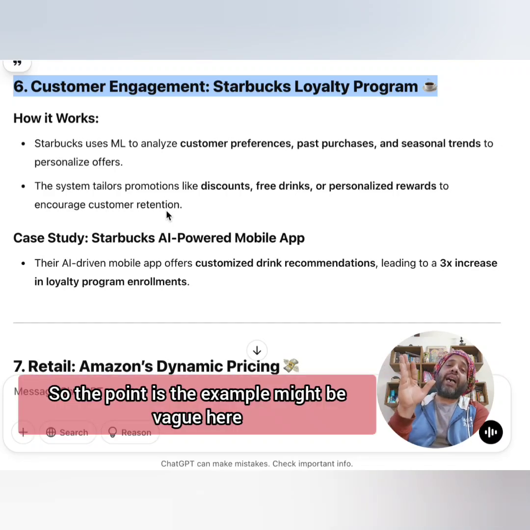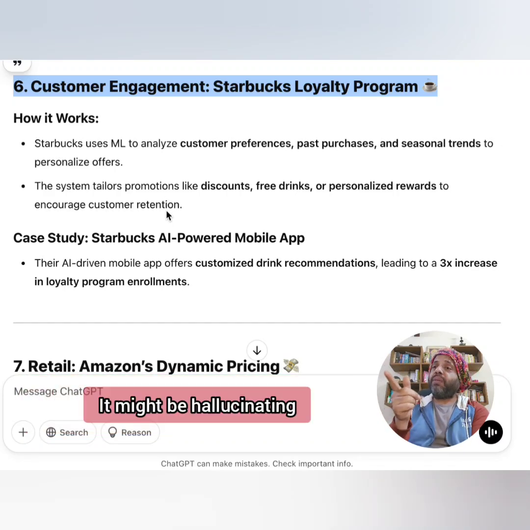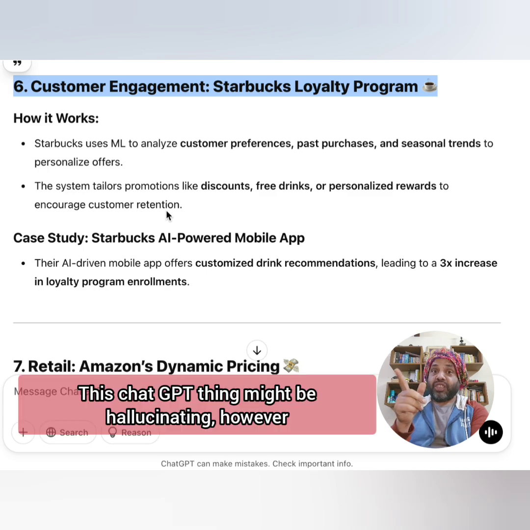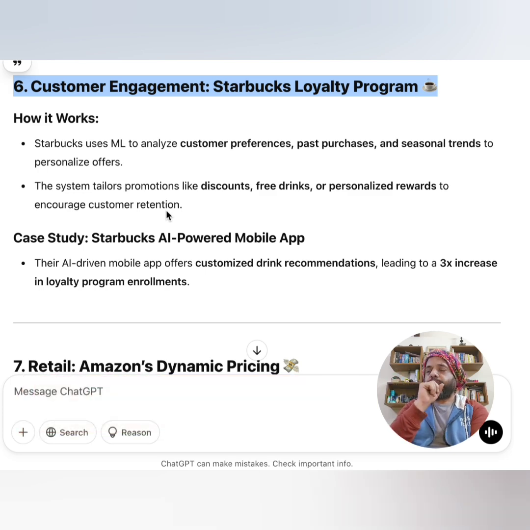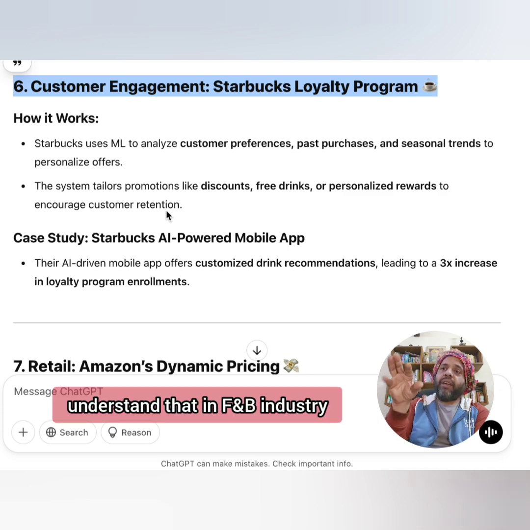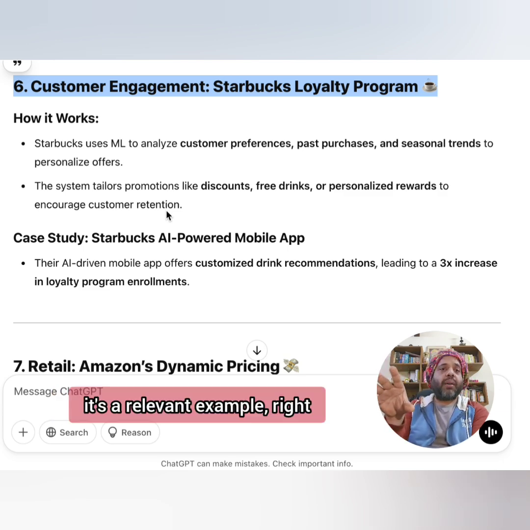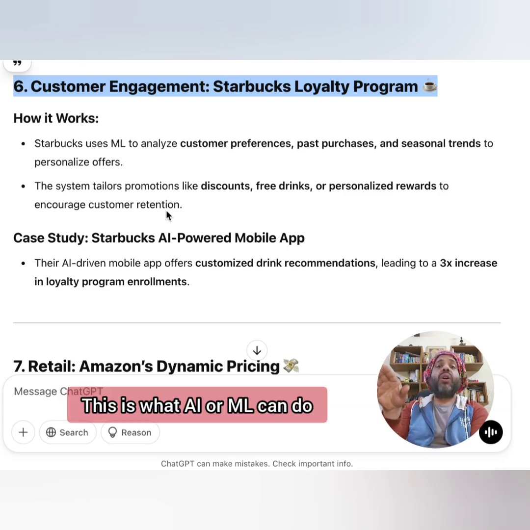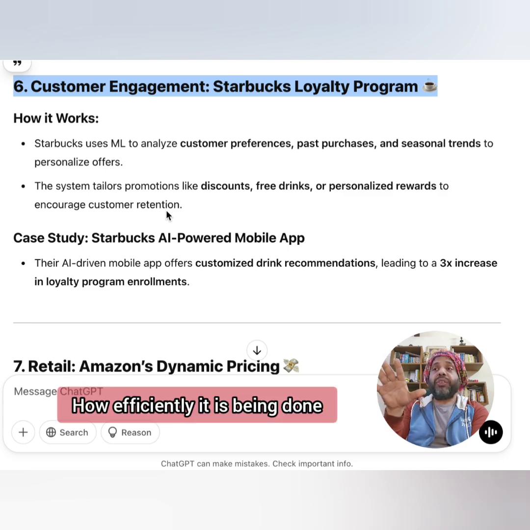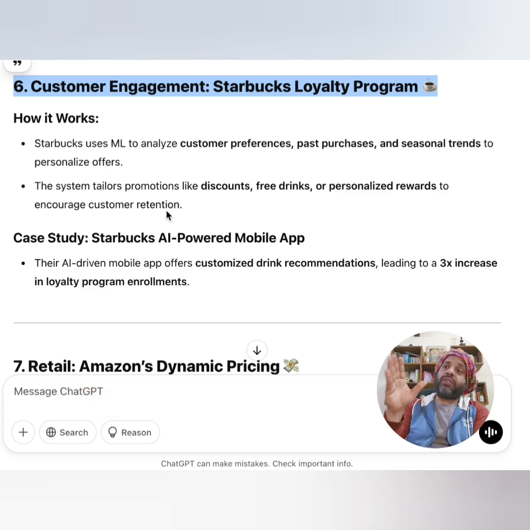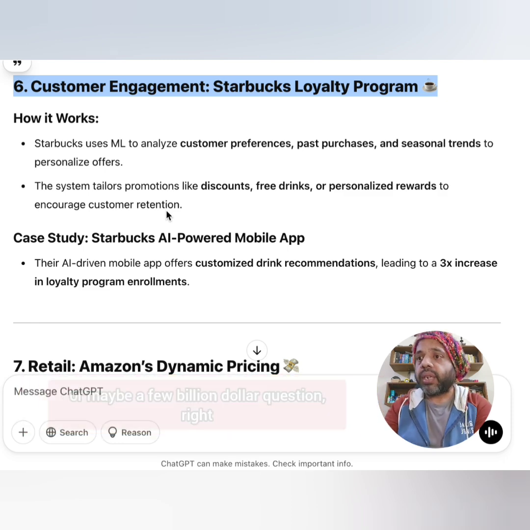So the point is, the example might be vague here. This ChatGPT thing might be hallucinating. However, understand that in the F&B industry, it's a relevant example, right? This is what AI or ML can do. How efficiently it is being done, that's a question. That's a $1 million question, or maybe a few $1 billion question, right?